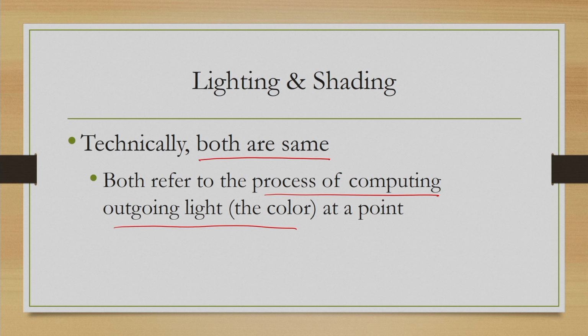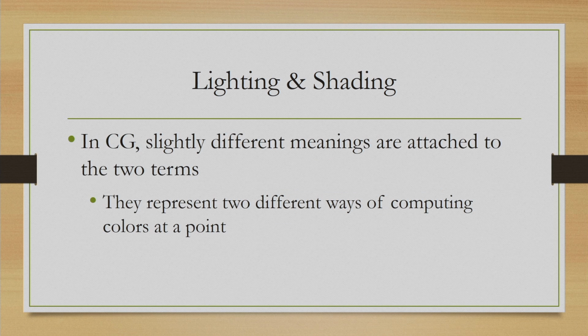What is the difference? They represent two different ways of computing colors at a point. So, when we are talking of lighting and when we are talking of shading, technically both refer to the same thing, that is we are talking of computing color of a point. But in practice, when we use these terms in graphics, we are referring to slightly different concepts, and these concepts are related to the way the color value is computed at the points.